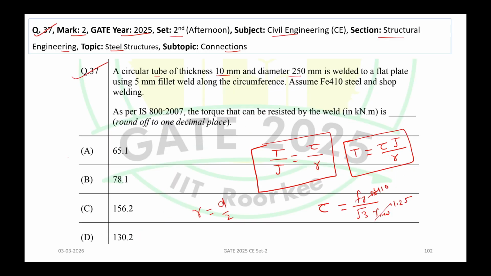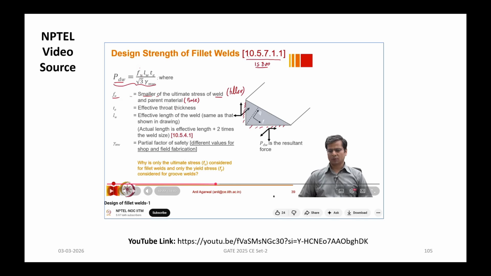So here option A is correct for question number 37. Now you can follow this NPTEL video, where the explanation is given. And what was gamma mw? It was the partial factor of safety.